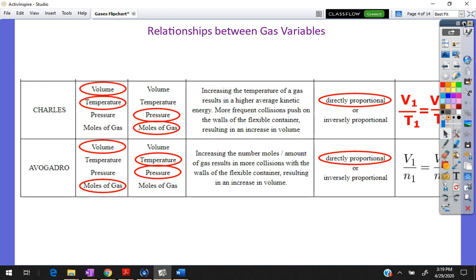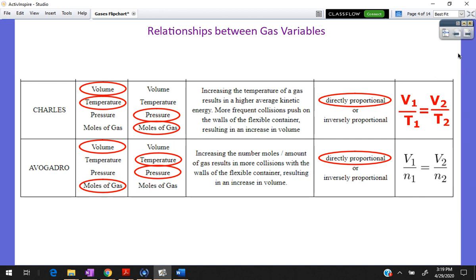For Charles' law, we're looking at the relationship between temperature, the average kinetic energy of our sample, and its volume. This is another direct relationship. By increasing the temperature, we know we increase the average kinetic energy. This causes more frequent collisions to push on the walls of our flexible container, and the container will expand to accommodate these extra collisions so that pressure can be maintained constant. This results in a larger volume.